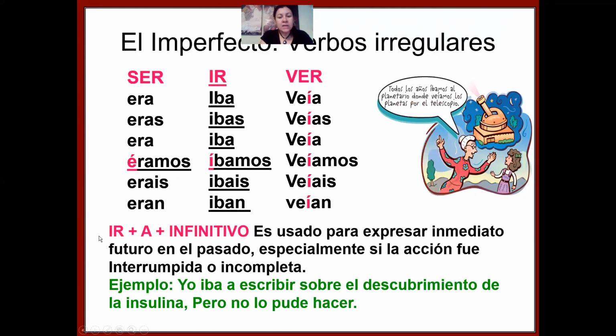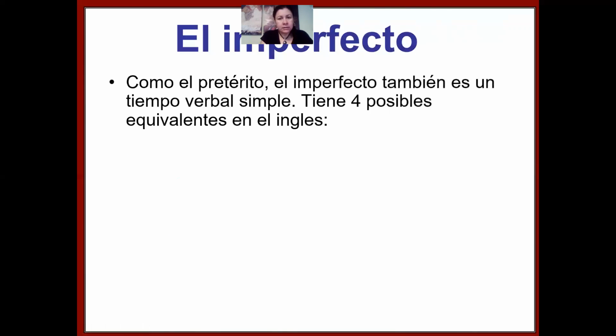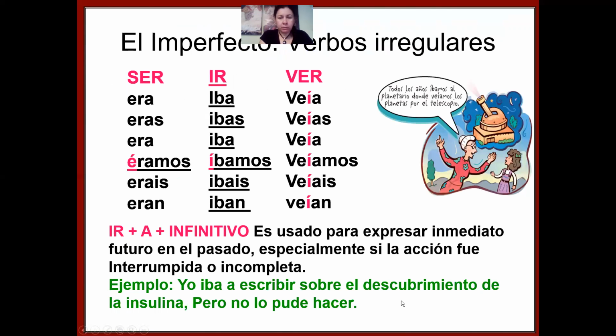Okay? Now, if you guys want to express that you were going to do something but didn't do it, then you are going to use the formula ir plus a plus infinitive. And it has to be conjugated in the imperfect. So you're going to use one of these forms. See? Yo iba a escribir. I was going to write about the discovery of the insulin, but I couldn't do it. So incomplete actions that fail. Ir plus a plus infinitive. Good. That's it for now, I think. Okay. I already mentioned that, so I'm not going to repeat it.